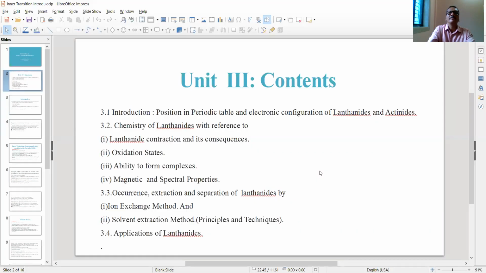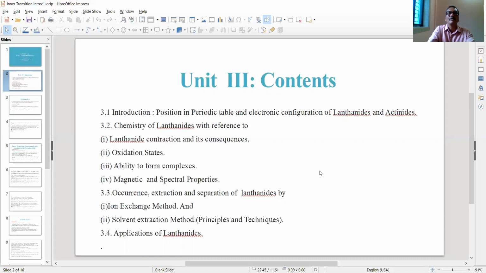The contents we are going to study in this part: first the introduction, where we study the position in the periodic table and the electronic configuration of the lanthanides and actinides. Then we study the chemistry of the lanthanides with reference to the lanthanide contraction and its consequences, lanthanide oxidation states, ability to form complexes, magnetic properties, and the spectral properties.